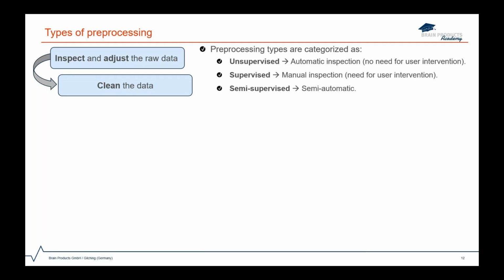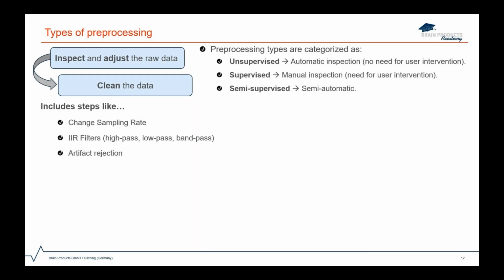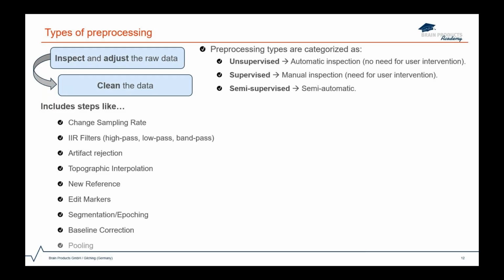And the different pre-processing steps that can be applied, just to mention a few of them that we will later review, can be change sampling rate, using filters, rejecting artifacts, topographic interpolation, having a new reference, editing the markers, segmentation, also called epoching, baseline correction, or pooling, for example.